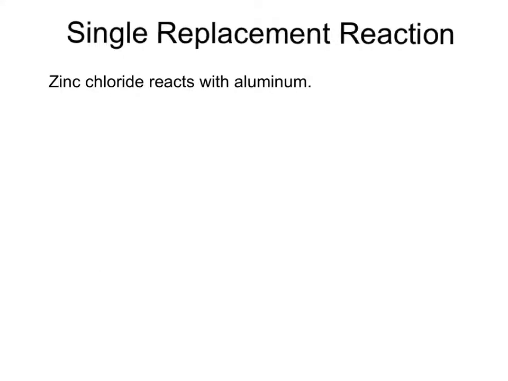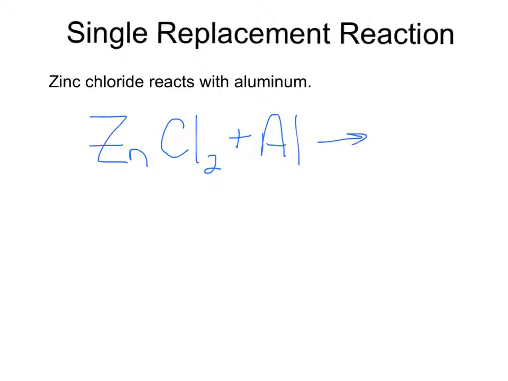Single replacement reaction. Here we have zinc chloride reacts with aluminum. Now zinc chloride, which could have been written here and sometimes it's not, is in an aqueous solution. It's not in a solid format. So when we write this, we're going to write zinc, and zinc always has a 2+ charge, okay, and chlorine, which has a -1 charge, so it would look like this. And we're going to add it to aluminum and then put our reaction arrow.